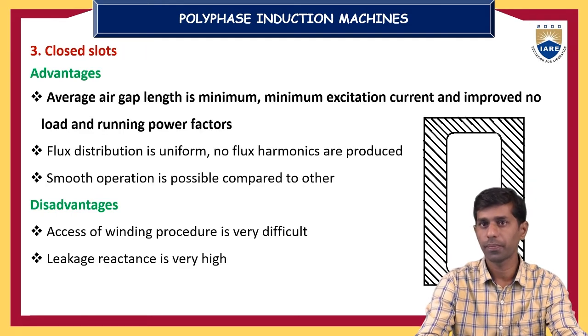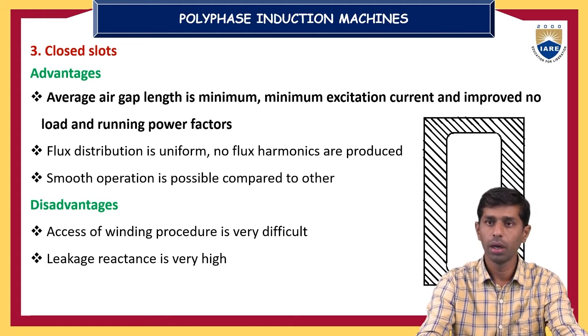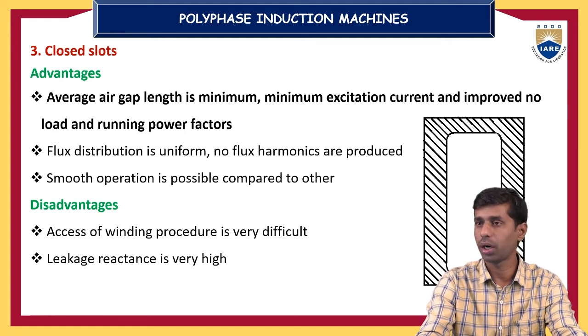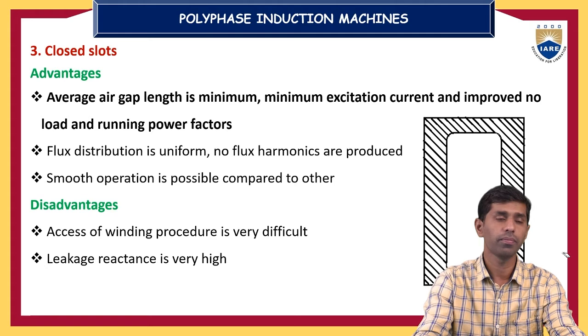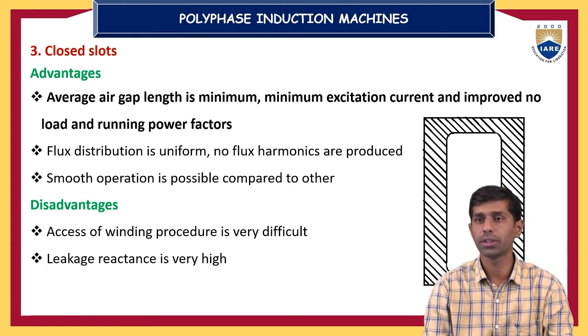Closed slots. Advantage of the closed slots: average air gap length is minimum, so the excitation current required is also minimum, the power factor increases, and there is improved no load current. Flux distribution is uniform, because the air gap length is minimum.